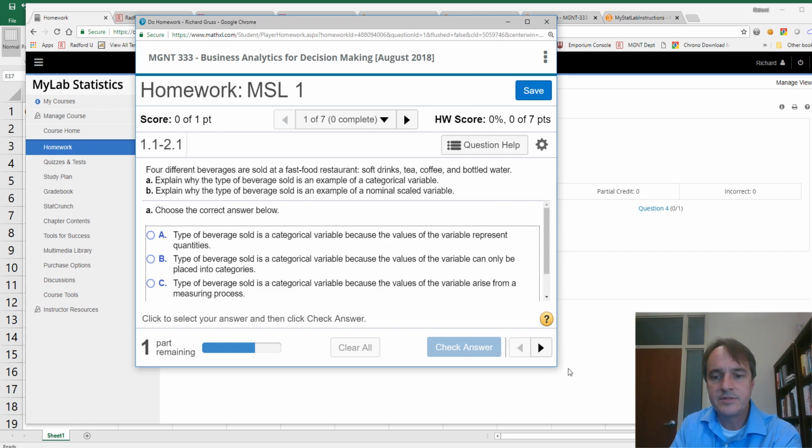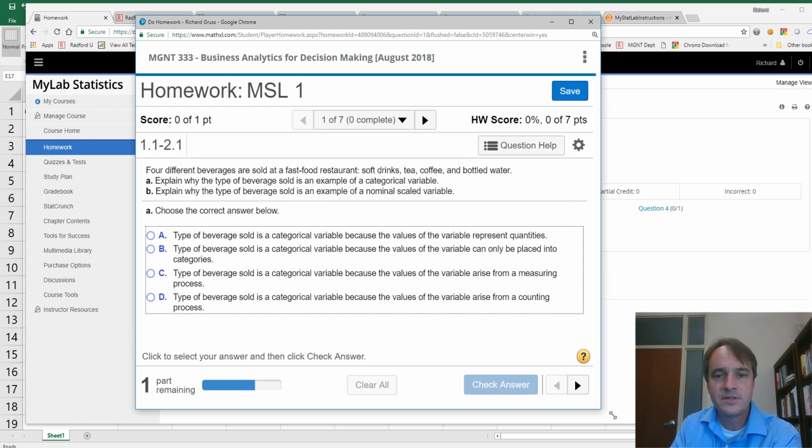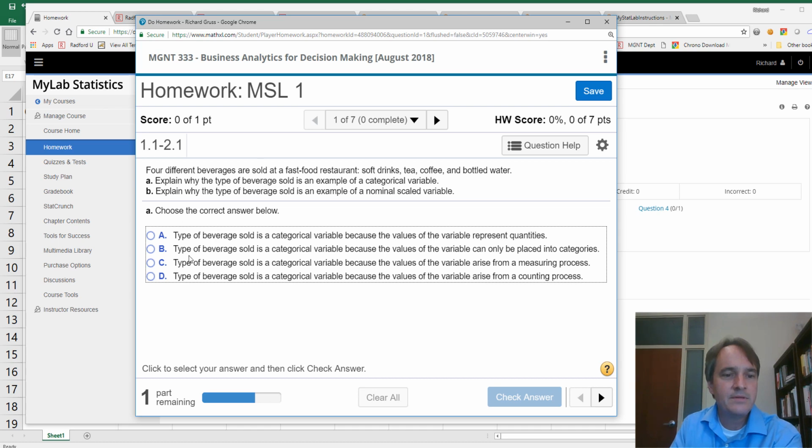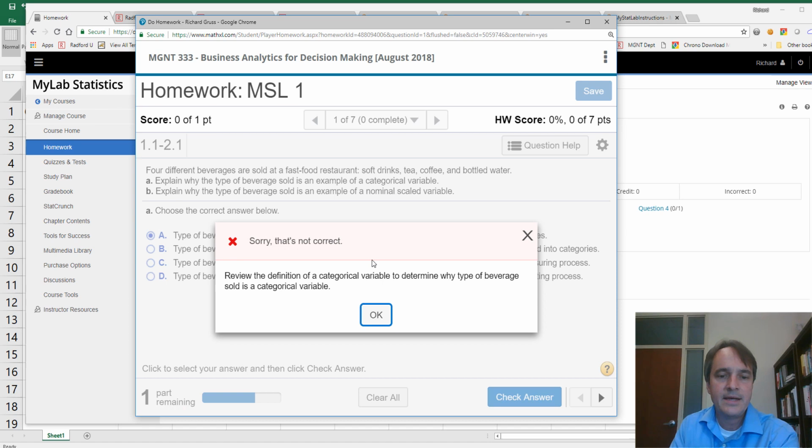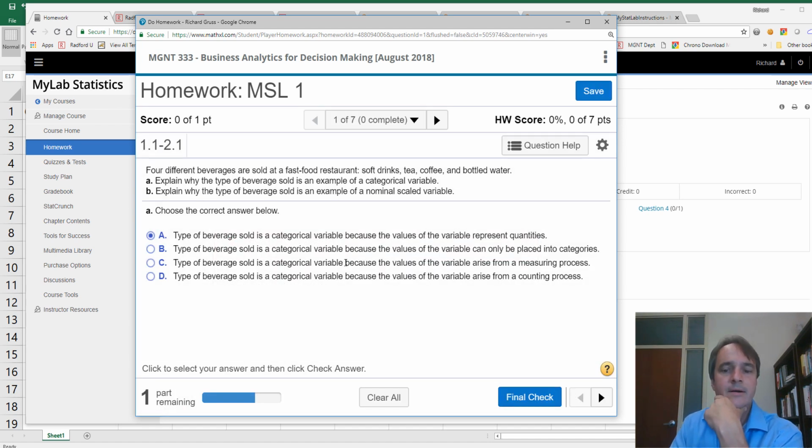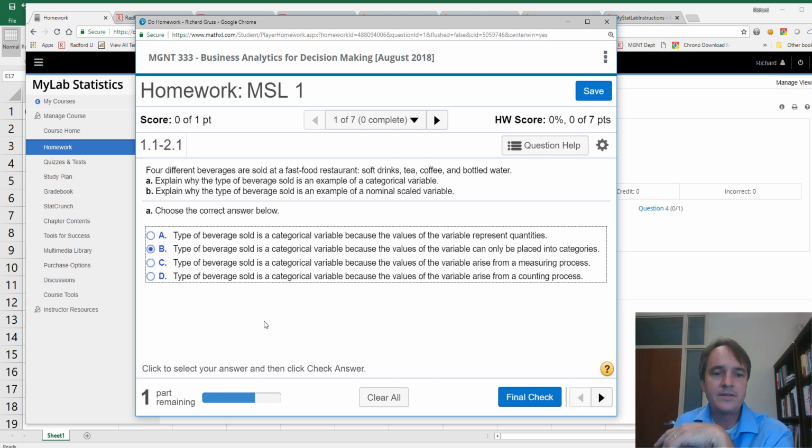I set up these assignments so that you can check your answers. So, I can select this answer, do check answer, and it says that's not correct. And it gives me a hint, but it gives me a second chance. Now, I would not advise just guessing until you get the right answer, because you really need to be prepared, because on the exams you're not given a chance to check your answers. So these assignments are really good practice.